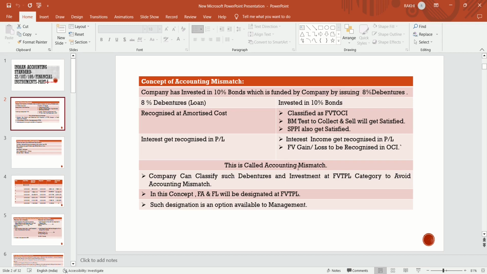In these concepts, financial asset and financial liability will be designated at fair value through profit and loss account. Such designation is at the option available to the management.